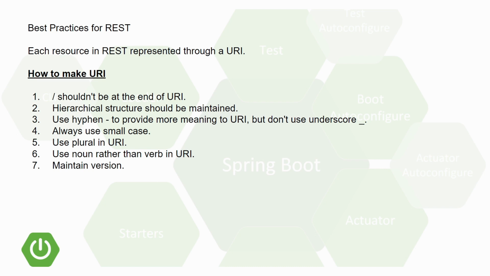And the sixth step is very important because you are already using different HTTP methods. For creating some resource, you will use post. So post is a verb, and it is an HTTP method. So don't use verbs in your URI. Use nouns, and you have to maintain the version also. These are the best practices.